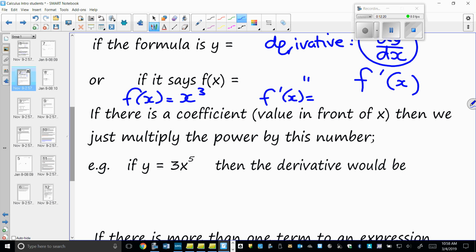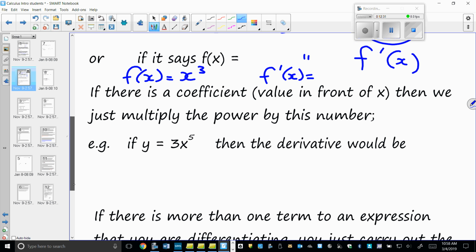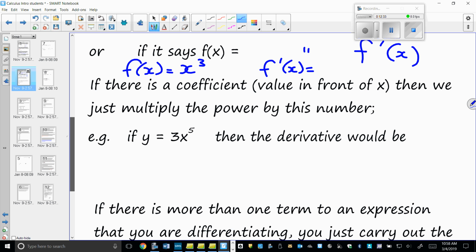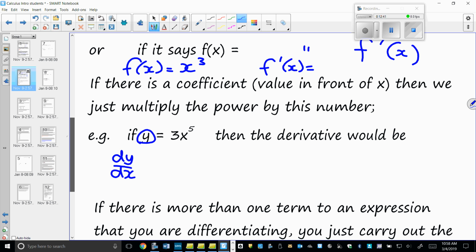Now, if there's a coefficient or value in front of x, then we just multiply the power by this number. So, here we go. Here's our first example. If y equals 3x to the power 5, then the derivative would be, so it's a y equals, so I'm going to write dy dx. Okay, so I'm showing the person marking it that I am differentiating it.